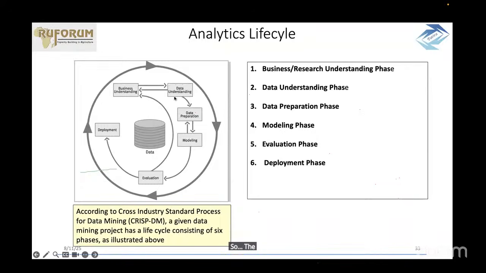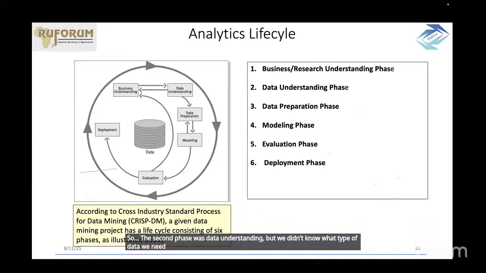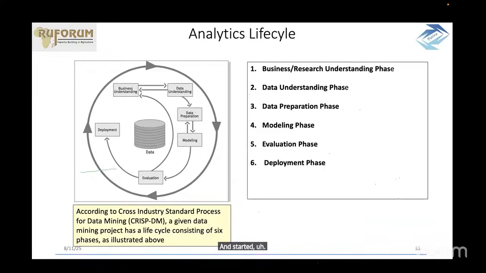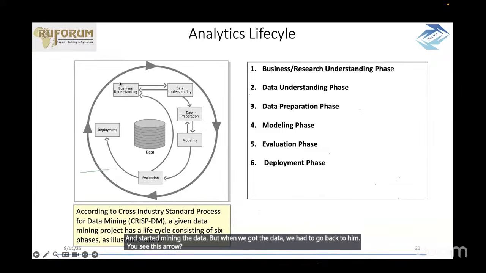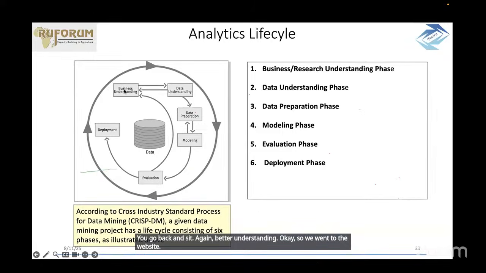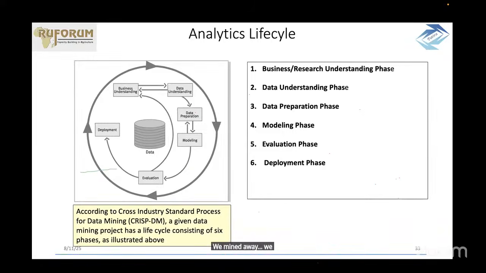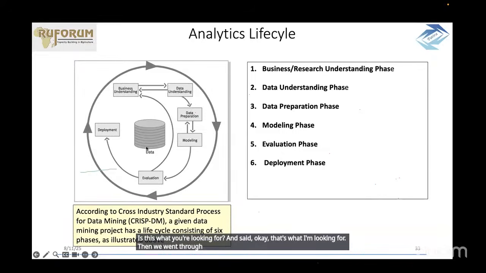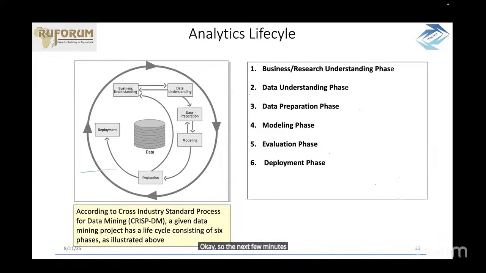The second phase was data understanding, but we didn't know what type of data we needed until we went to a website and started mining the data. But when we got the data, we had to go back to him. You see this arrow? You go back and sit again and understand better. So we went to the website, mined the data, and said, okay, this is what we have. Is this what you're looking for? And he said, okay, that's what I'm looking for. Then we went through the data preparation and so forth. For the next few minutes, I'm going to go through each stage one by one.